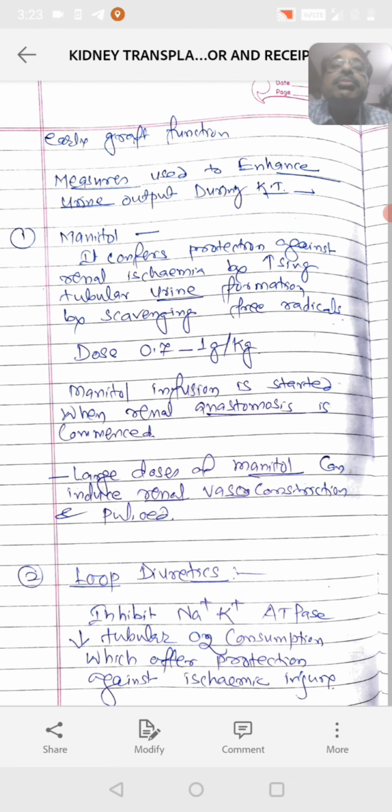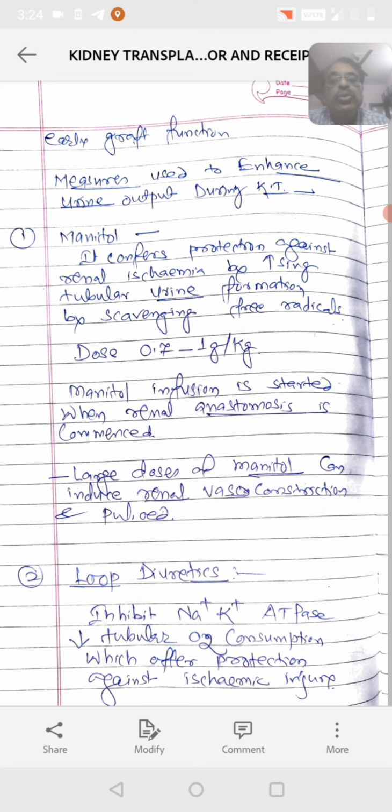There are different measures used to enhance urine output during kidney transplant. Number 1, mannitol. Number 2, loop diuretics. Mannitol confers protection against renal ischemia by increasing tubular urine formation and scavenging free radicals. The dose of mannitol is 0.7 to 1 gram per kg. Mannitol infusion is started when renal anastomosis is commenced. Large doses of mannitol can induce renal vasoconstriction and pulmonary edema.